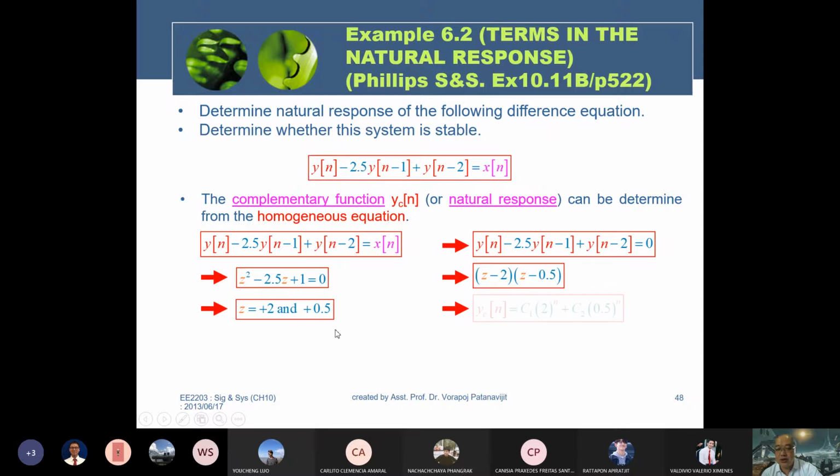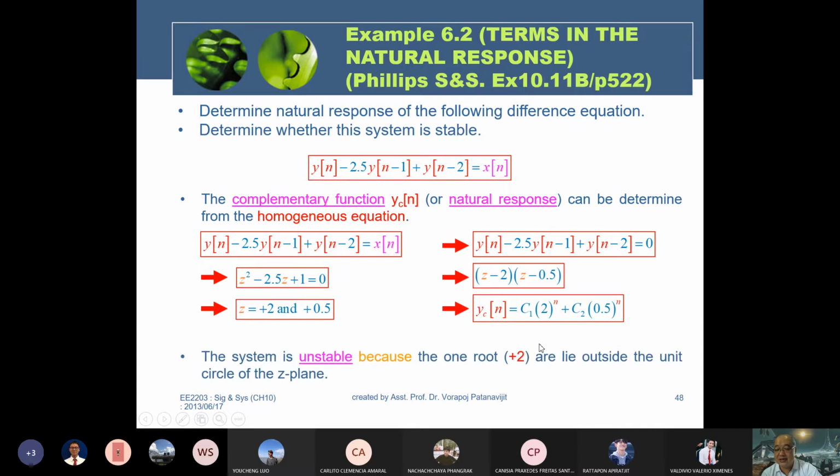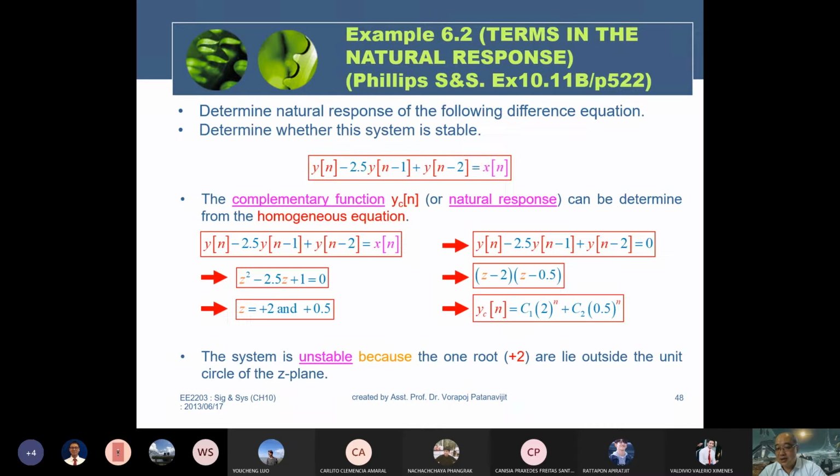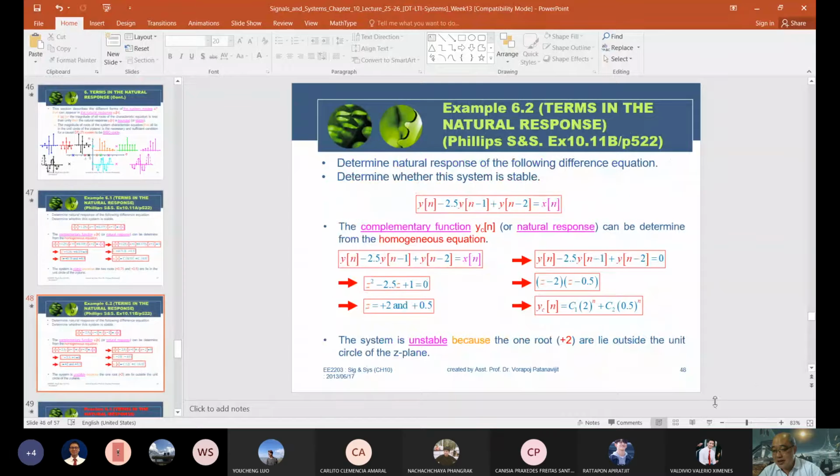You can see that one of them, the term 2, is greater than 1, right? The magnitude is greater than 1. Therefore, the system is unstable. The system is unstable because one root is located at +2, which lies outside the unit circle in the z plane.